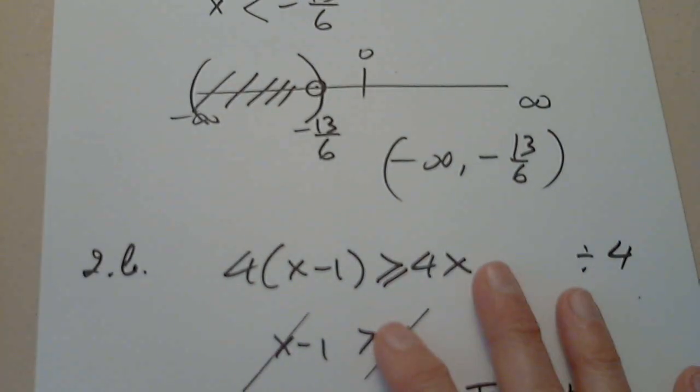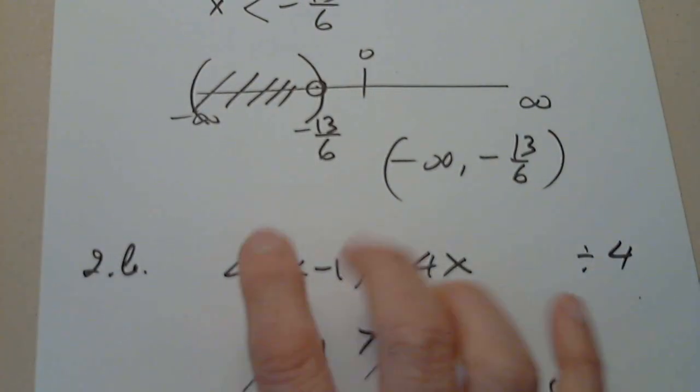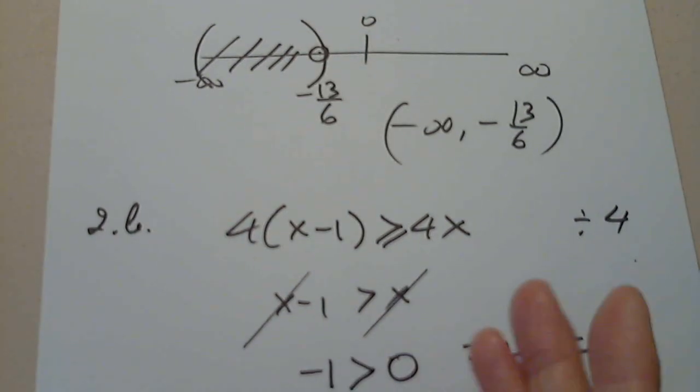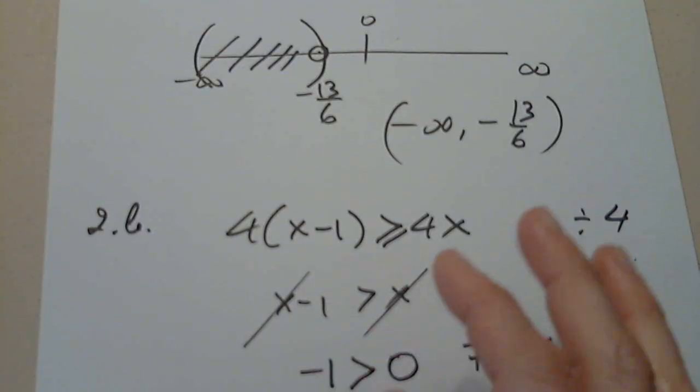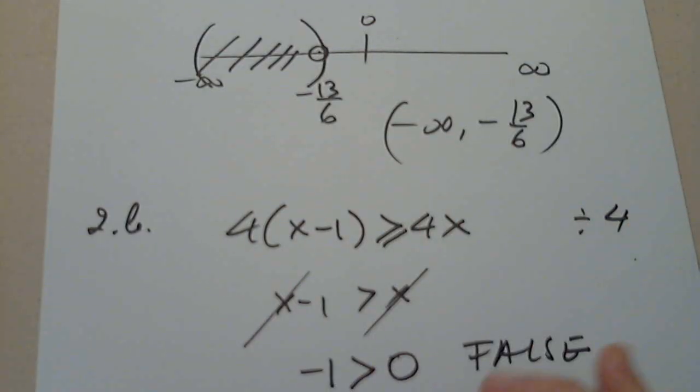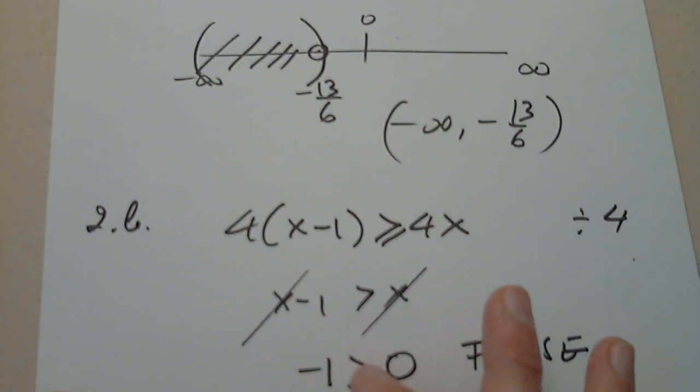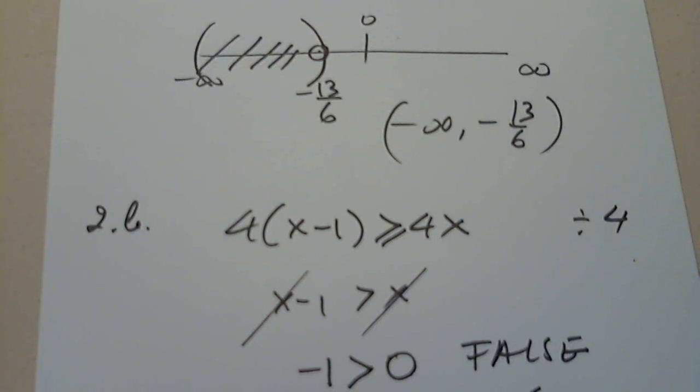Then on part B, I prefer to divide both sides by 4. And I get the inequality x minus 1 greater than x. If you move x to the other side, it doesn't matter which way you go, x goes away. So I subtract x from both sides. There is no x left in the game. And I have a false statement that negative 1 is a number greater than 0, which is not acceptable. So therefore, this inequality has no solutions. Any questions?